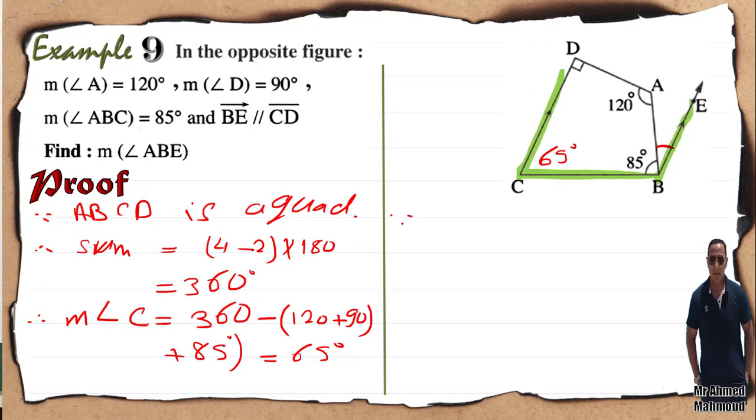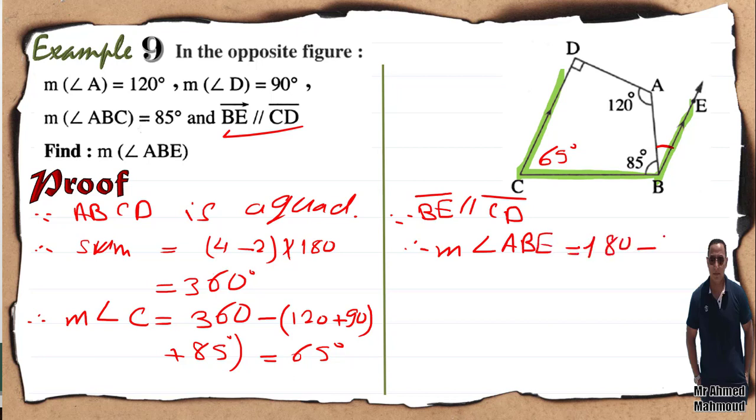So since BE is parallel to CD, and this is a given, therefore the measure of angle ABE equals 180 minus open brackets 65 plus 85, equal to 30 degrees, and this is the answer of this question.